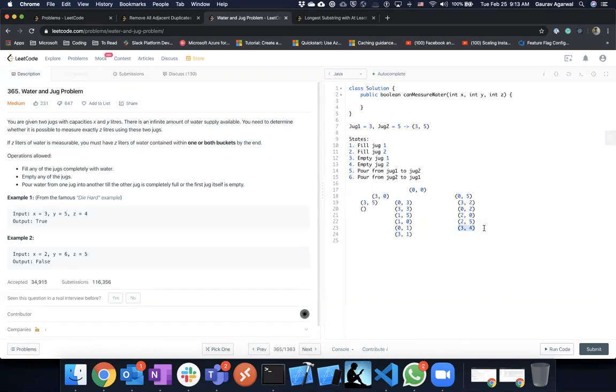So essentially, which algorithm did we apply here? We did BFS. We put 0, 0 in the queue, pop it from the queue, and look at the 6 states that we can reach. Have a visited array. Now there are 2 elements, so this is a pair.